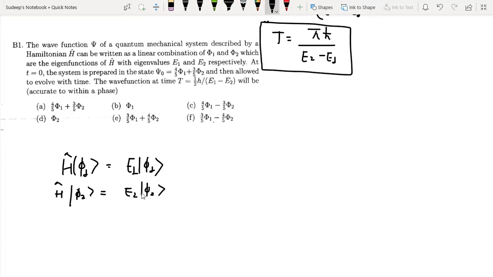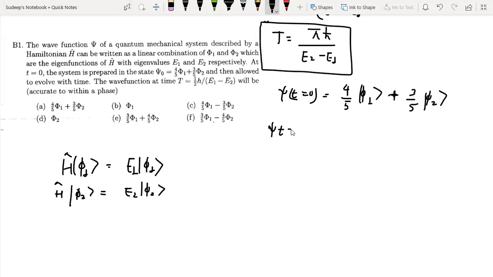And now they're asking us that initially the system is prepared in this particular state, which is at time t equal to 0, we are given that the wave function initial is 4 by 5 phi 1 plus 3 by 5 phi 2. Now we want to know that at any later time t, if it is left to evolve with time, at any later time t, which is given by 1 upon 2 h upon E1 minus E2, what will be the wave function accurate within a phase?